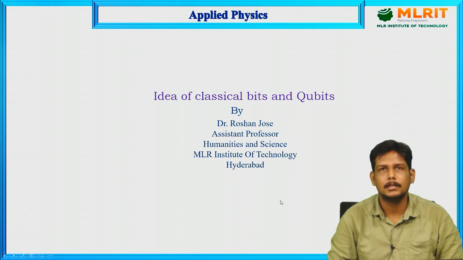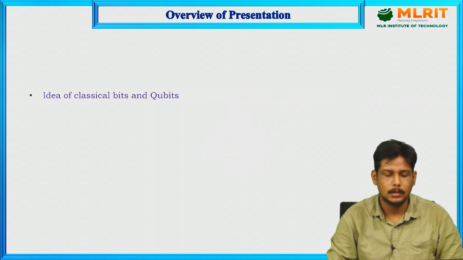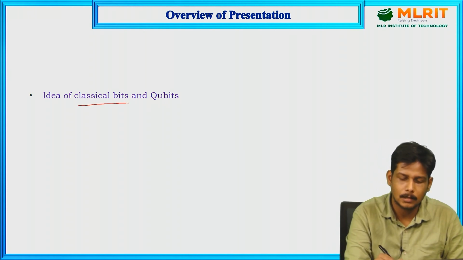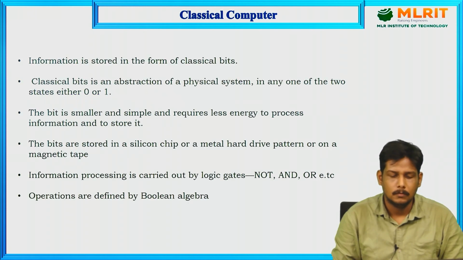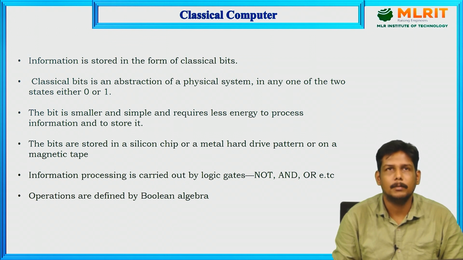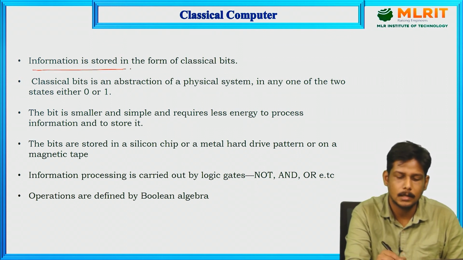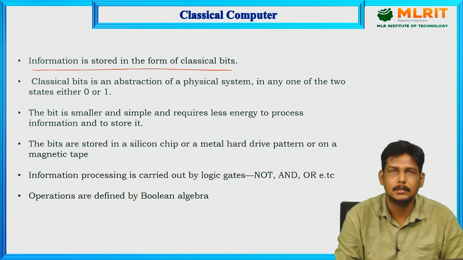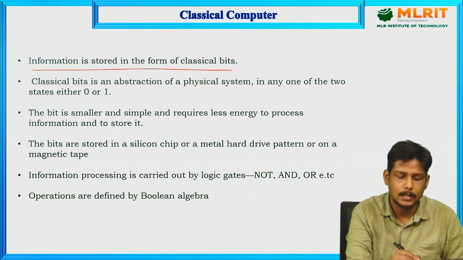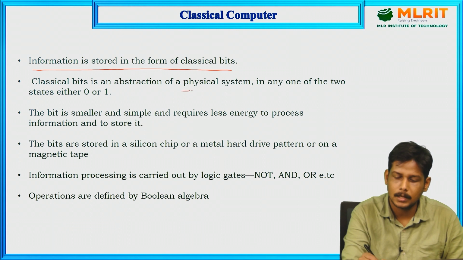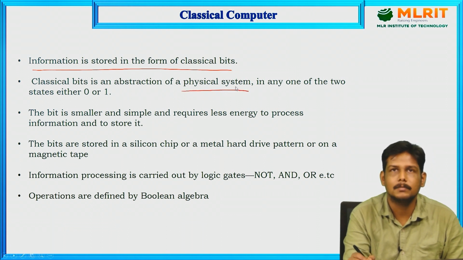In today's lecture, I would like to talk about the idea of classical bits and qubits. First thing is the classical bit. Classical bits are related to the classical computer. In a classical computer, information is stored in the form of classical bits. These classical bits are related to a physical system.